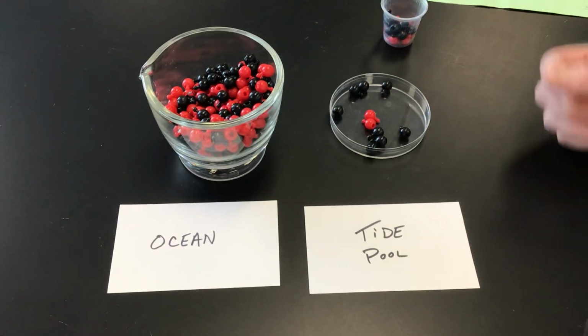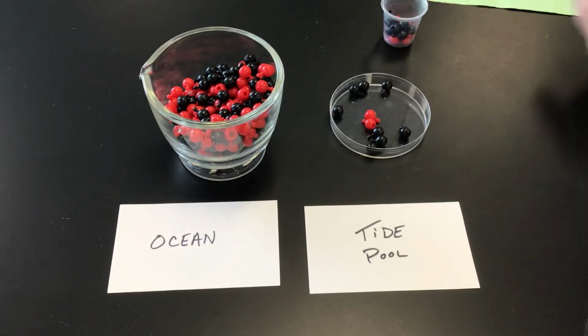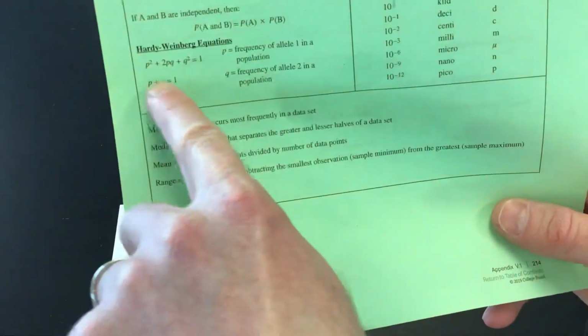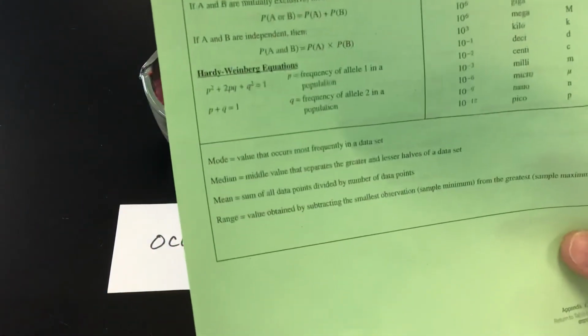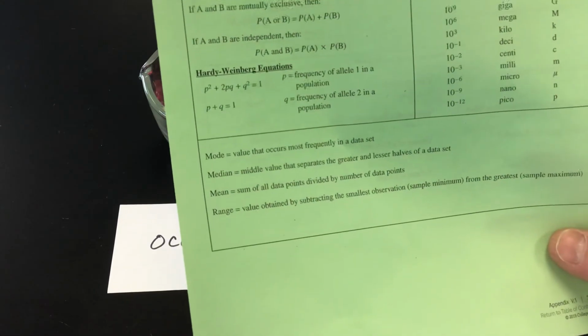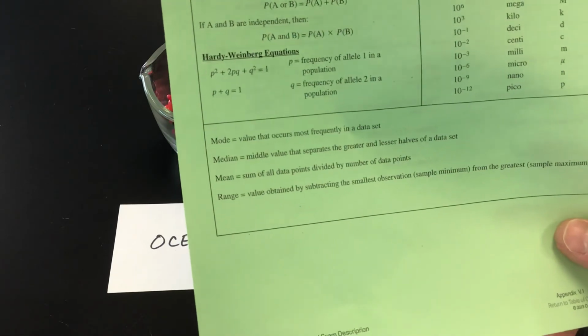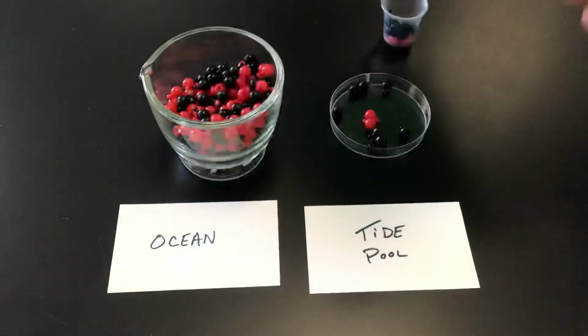All right, so now we'll go ahead and take a look at the data table, and we'll practice crunching the numbers and looking at how to use these two equations. We know the phenotype frequencies, so we'll find out how to find the genotype frequencies and allele frequencies.